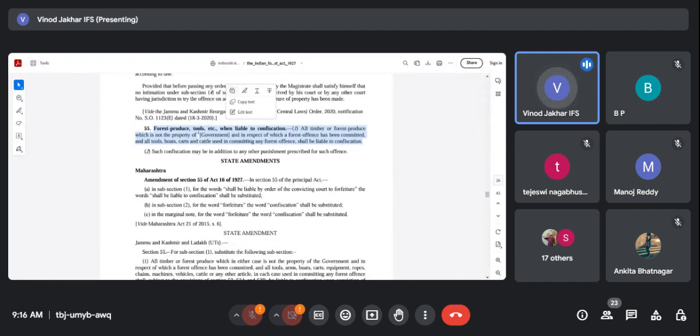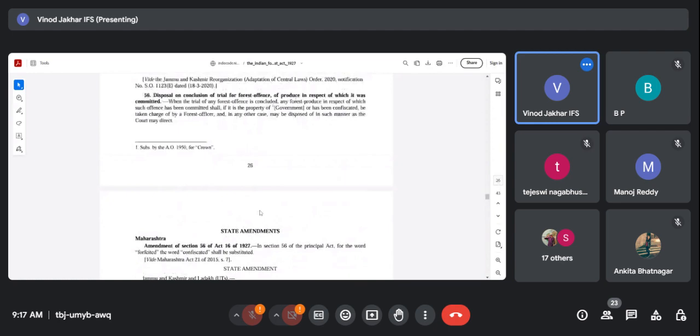And if you find that there are trees and the driver of the vehicle, the owner, cannot satisfy you that they are either not from the forest area, private area, or they have a valid permit if they are from the forest area, you can straight away seize that truck, straight away seize the timber, because the presumption is on them. They will prove that it is from the forest area.